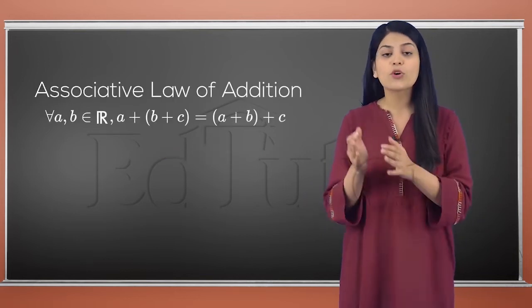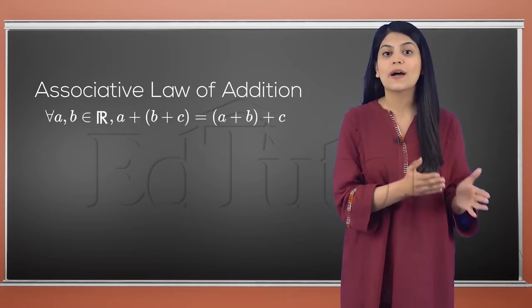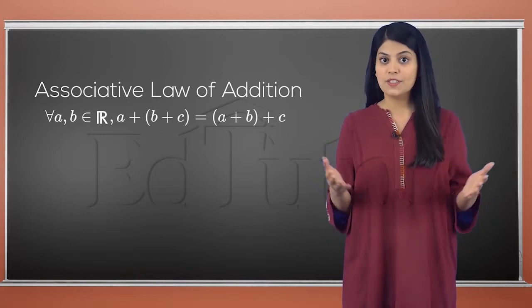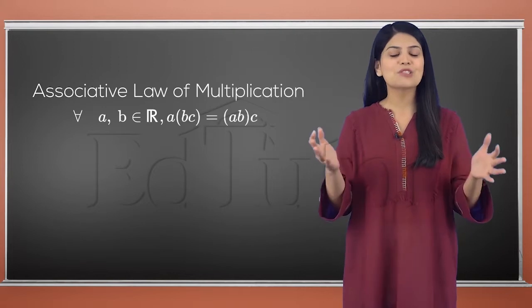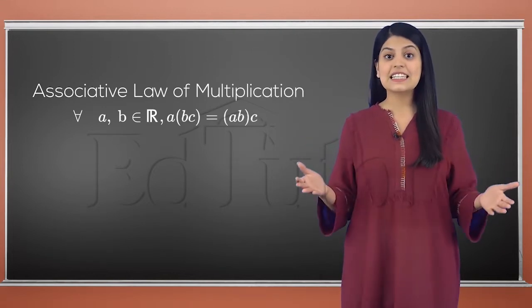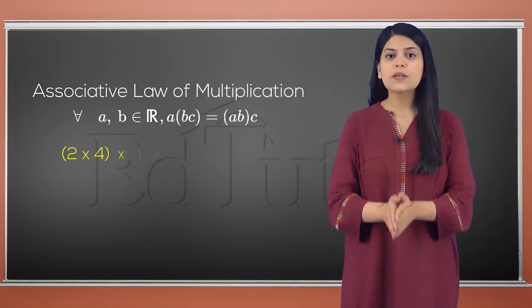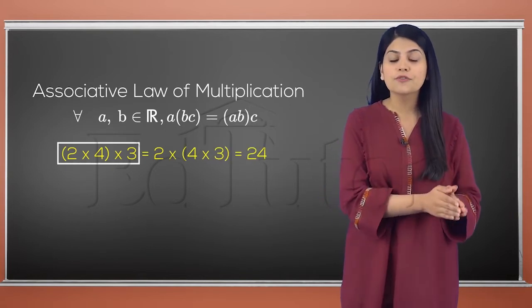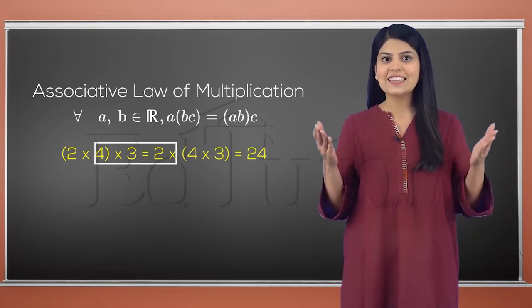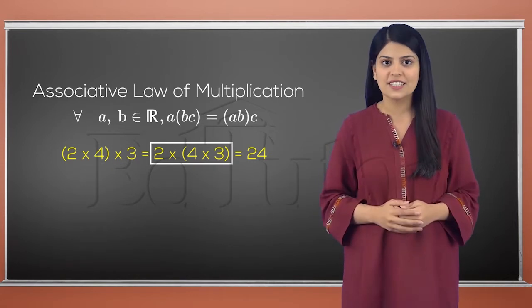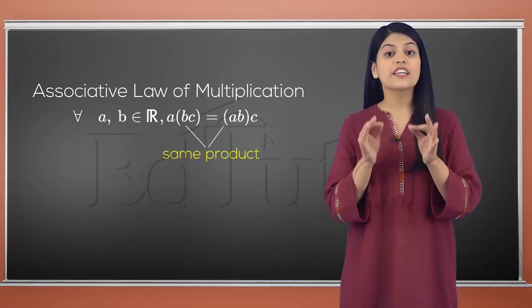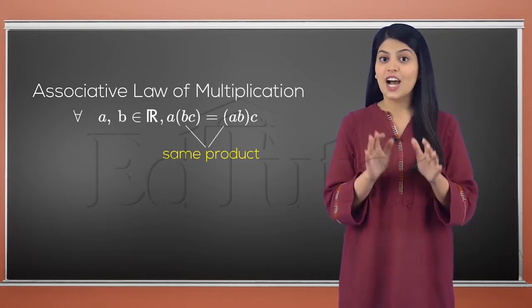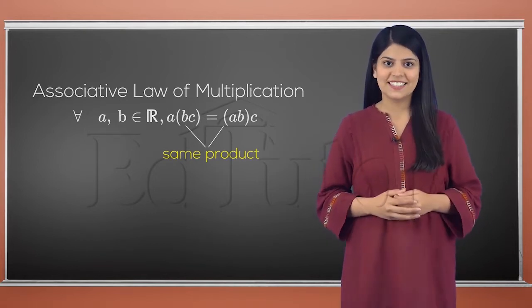Even if you have more than two numbers, as told by the associative law. We saw this in the case of addition. The same applies to multiplication. Let's see this with an example. You can multiply 3 with the product of 2 and 4, or get the product of 4 and 3 first, then multiply it by 2. Basically, whichever groups you make, your answer would be the same real number.